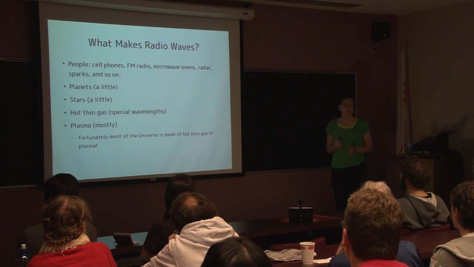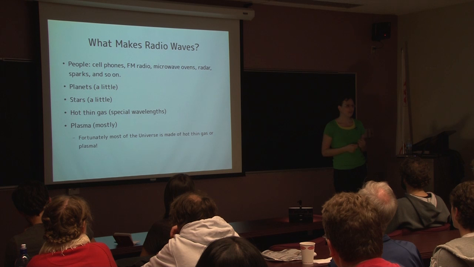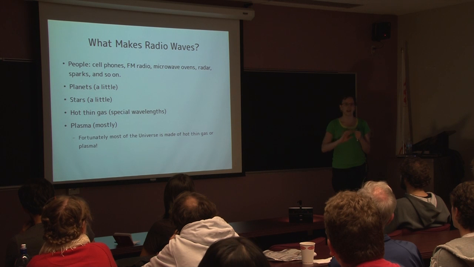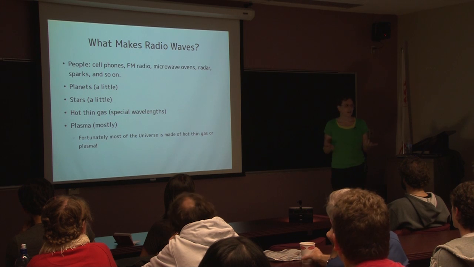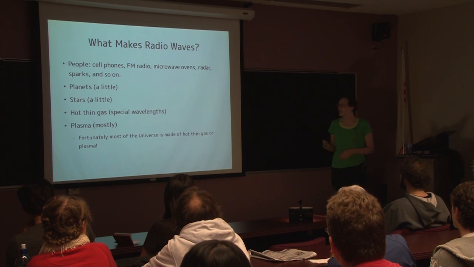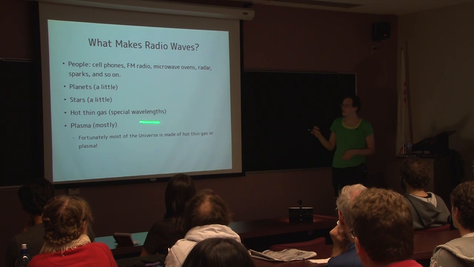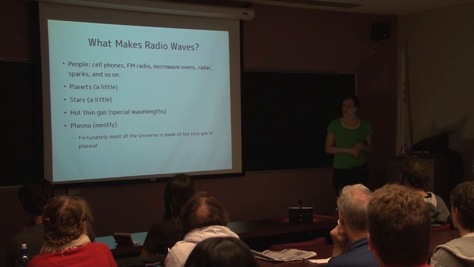But mostly what we see is plasma. Now, you may not have heard talk of plasma in your science classes, but it's what you get if you take matter and you heat it up so much that the atoms get ripped apart. The electrons get pulled right off the atoms. And those loose electrons, those loose ions, that's great for producing radio waves. And we're lucky, planets and stars don't show up much, but luckily most of the universe is made of either hot, thin gas or plasma. So there's lots of stuff we can look at.